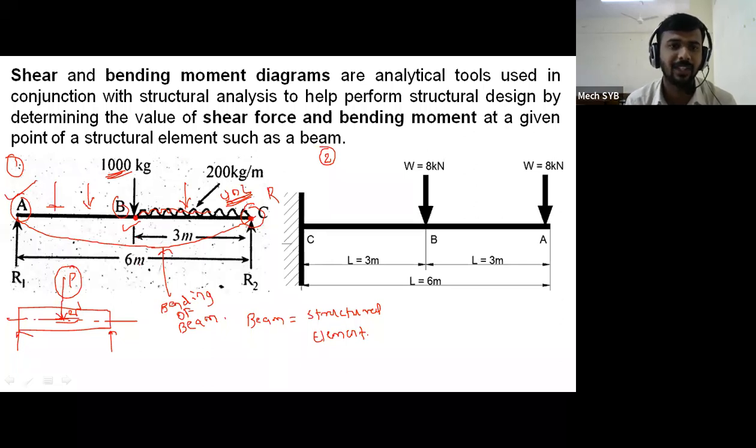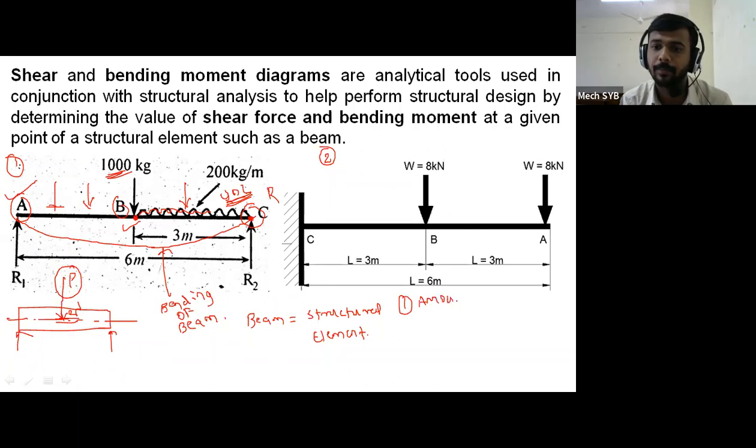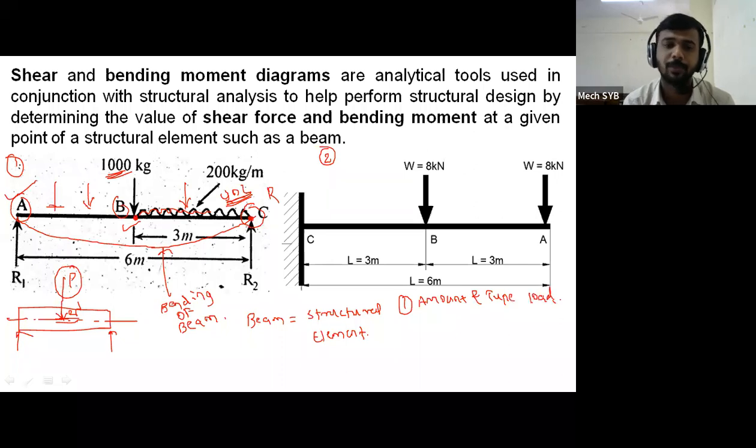And this bending that is taking place in the downward direction mostly depends upon four parameters. Out of that, the first one is the amount and type of load. This is the first parameter. The bending of the beam in the downward direction depends on what? Total 4 parameters. The first parameter among those 4 is the amount and type of load.